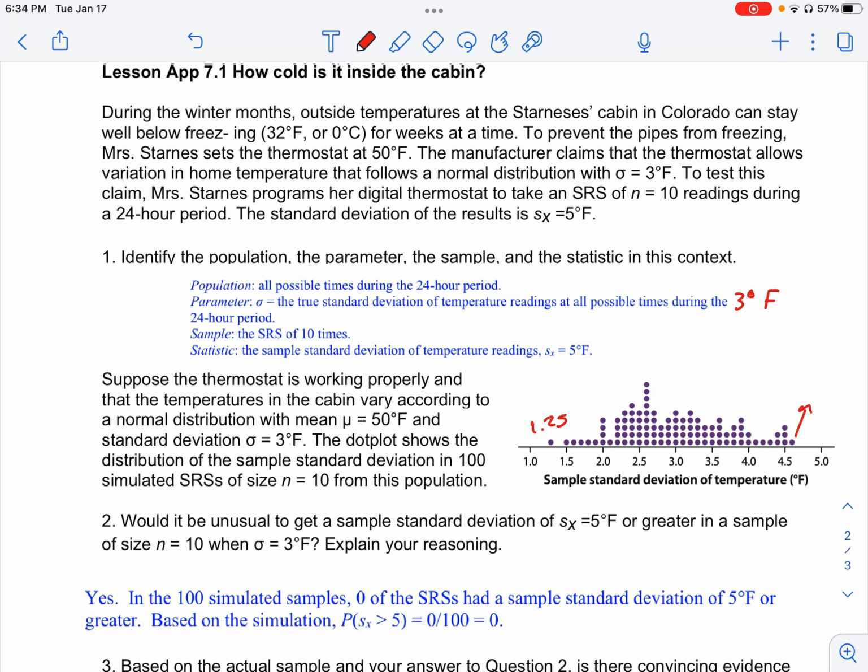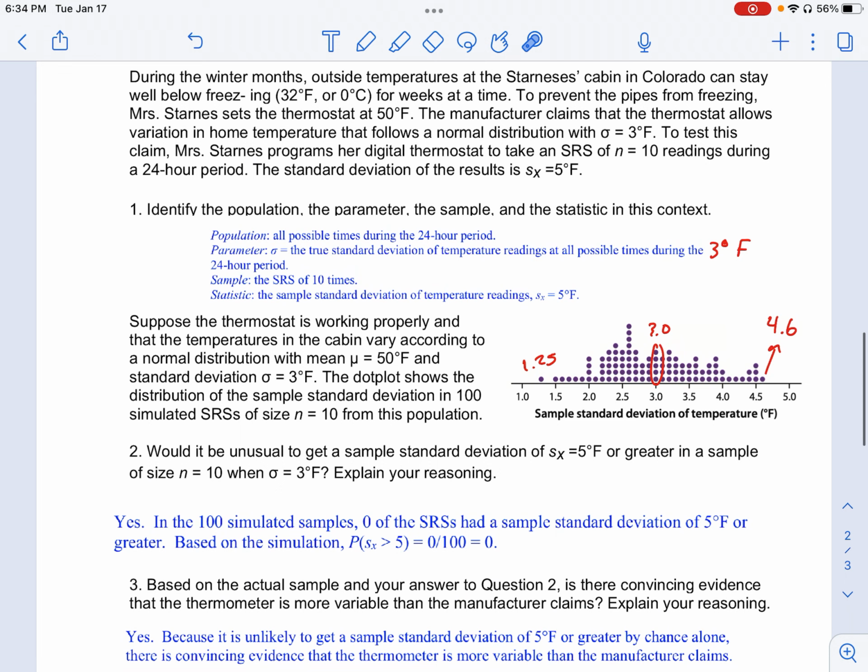Say over here, 4.6 would be the highest one they got, okay? And these ones in the middle were 3.0. And they're claiming that if it's working properly, it's 3 degrees in the middle. Okay, so that's what that chart means. So if it's working properly, you get this kind of distribution. All right.